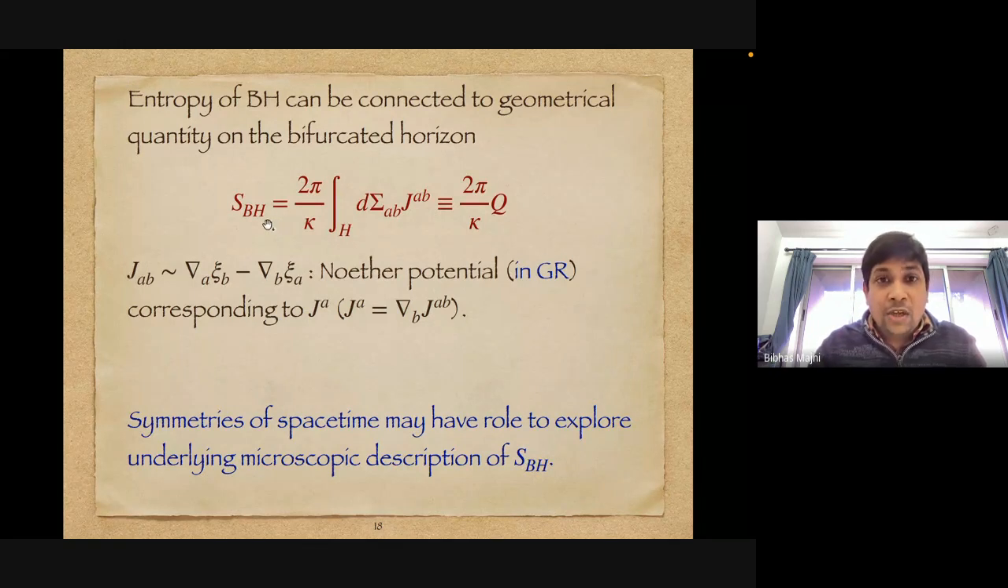that you can write down a geometrical construction of the entropy for the horizon by this formula, where this JB corresponds to the Noether current for your diffeomorphism, which is a Killing symmetry. And therefore, since it is related to the entropy of the black hole, probably this symmetry has a big role in understanding the microscopic description of the horizon entropy.